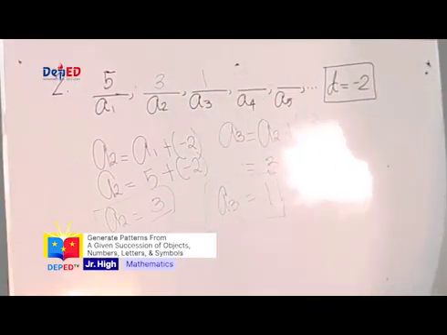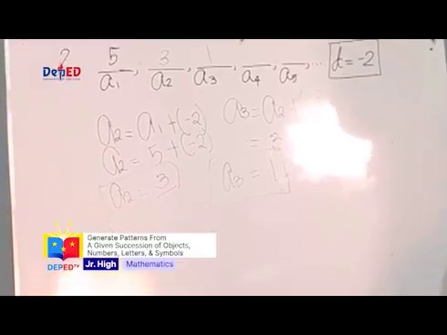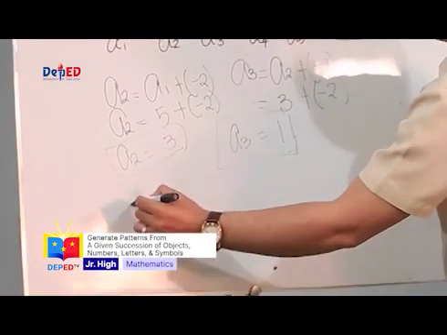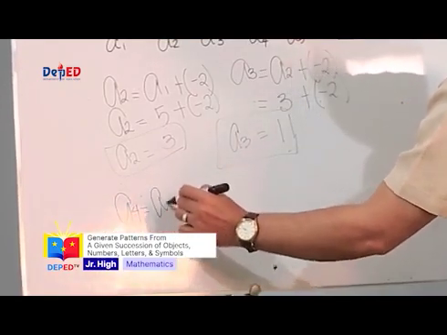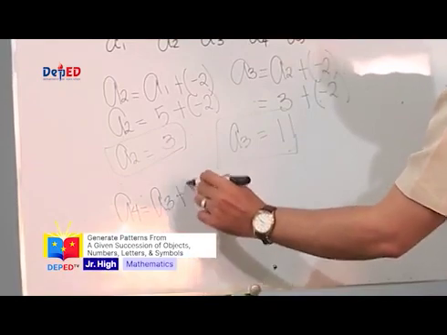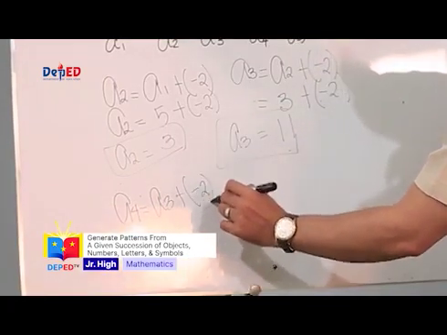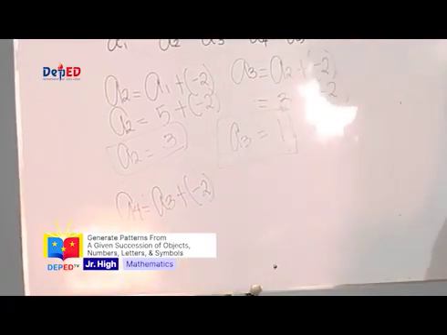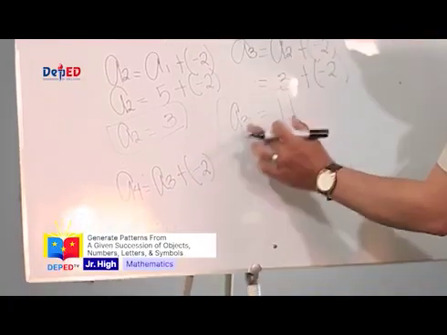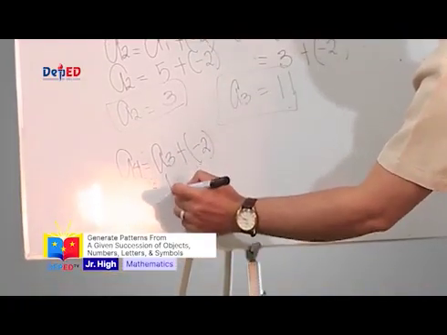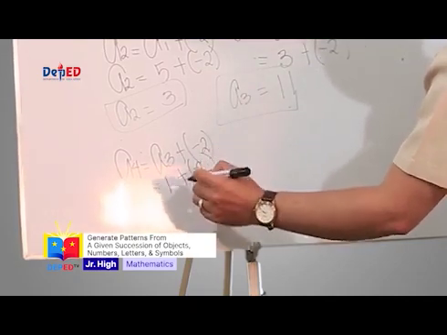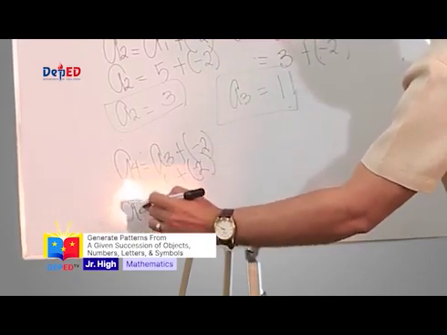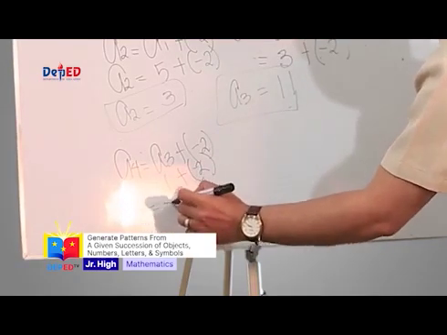The fourth term is equal to the sum of the third term and the common difference. That's a sub 4 is equal to a sub 3 plus the common difference, which is -2. A sub 3 is 1 plus -2. Our fourth term is equal to -1.